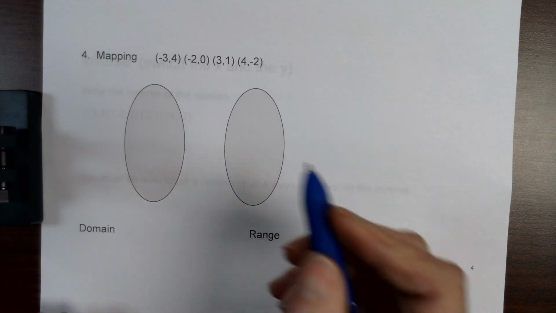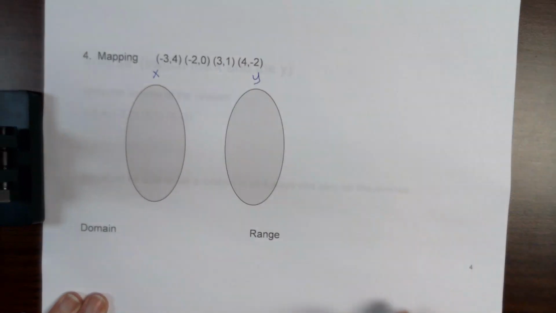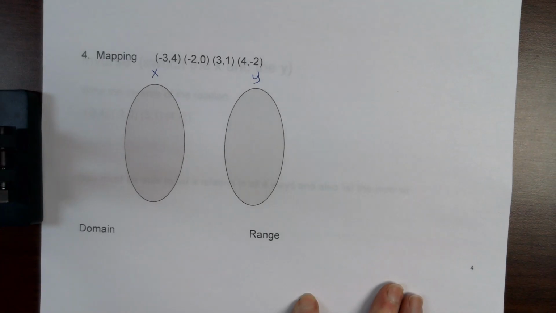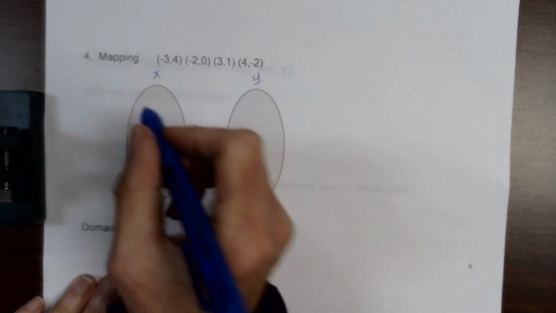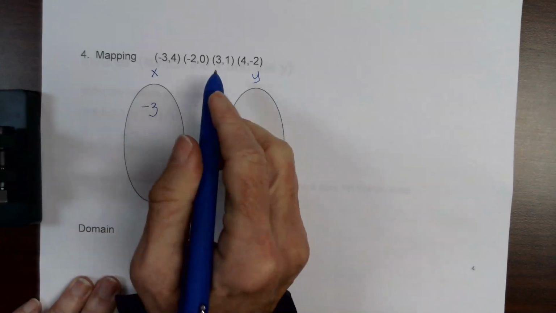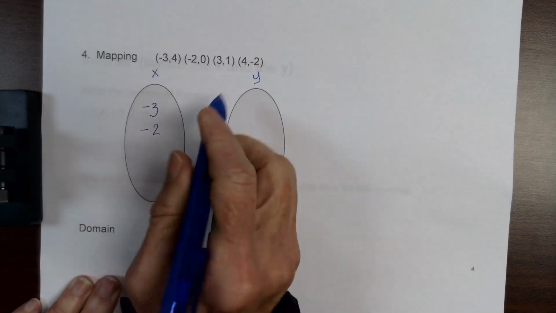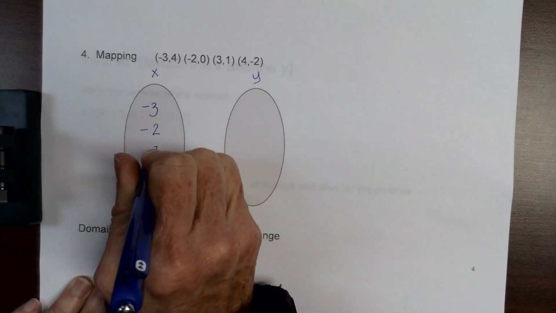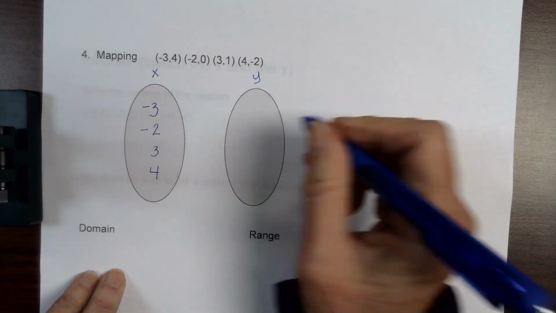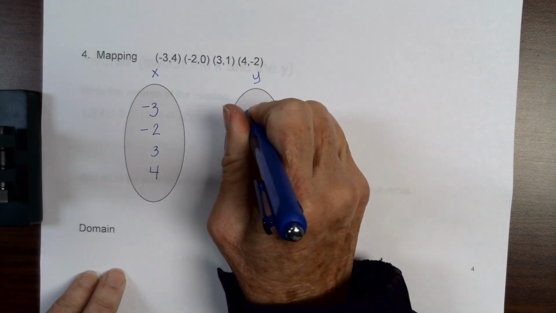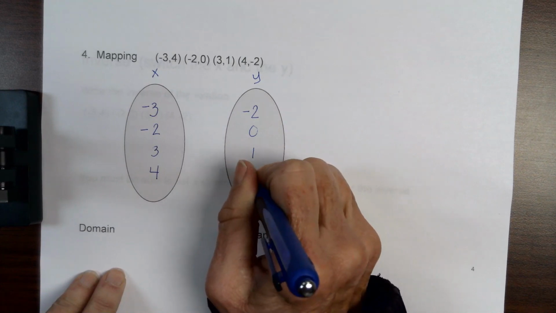The fourth way is called mapping. These are your x values, these are your y values. Now, you do not repeat the values, and you want to write them from smallest to largest. So the smallest x I have is -3, then I have a -2, then 3, and a 4. And then I'm going to do the same thing with the y's. I'm not going to repeat, but the smallest value I have is a -2, then I have a 0, and then I have a 1, and I have a 4.